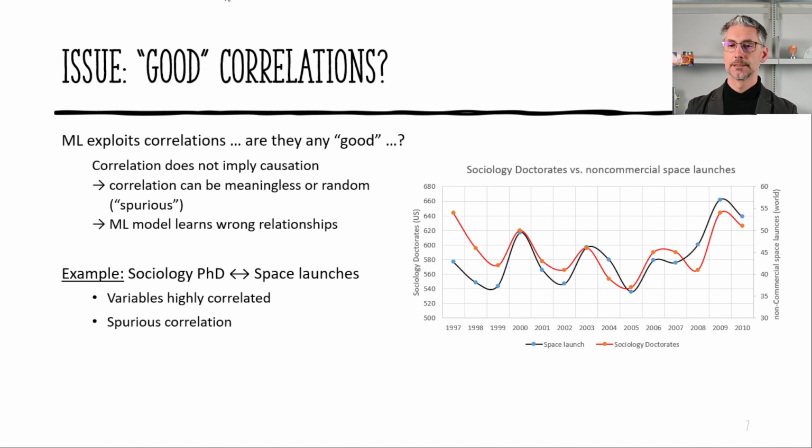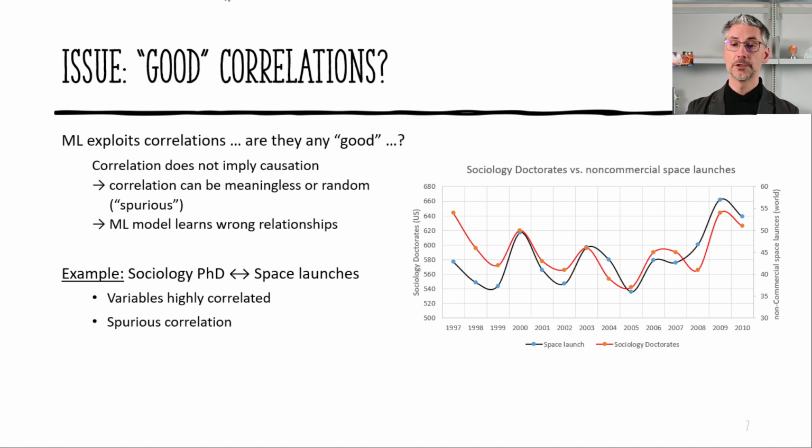So the question is, are the correlations we observe good correlations? Because only those good correlations are something we want to have in our model building. Because machine learning exploits these correlations, so we need to make sure that any correlations present in the data really describe what we want the machine learning algorithm to learn.